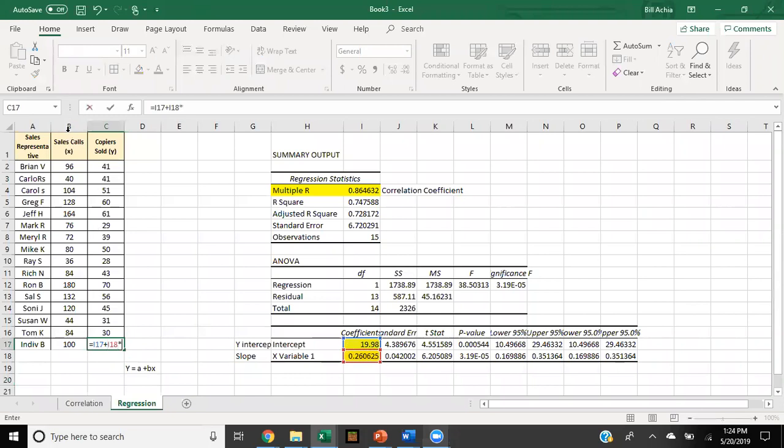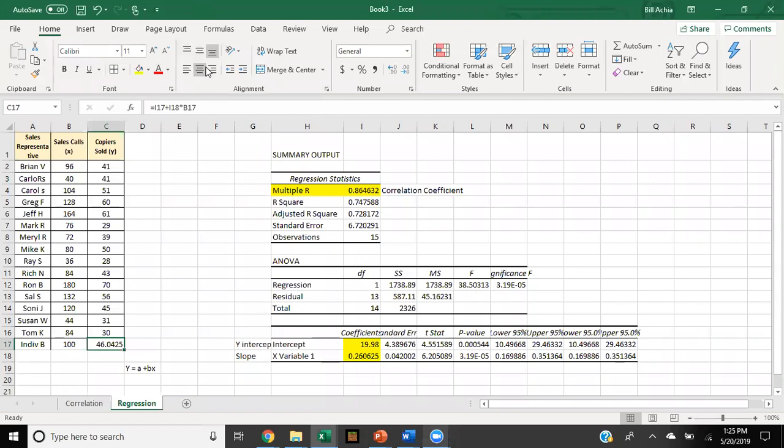This column B is your x value, and it gives me a figure for what the number of copies sold would be. So it's a pretty straightforward way of calculating a regression, and trying to make an inference about some value of y for any given value of x along that regression line.